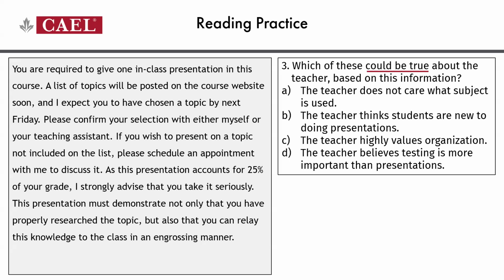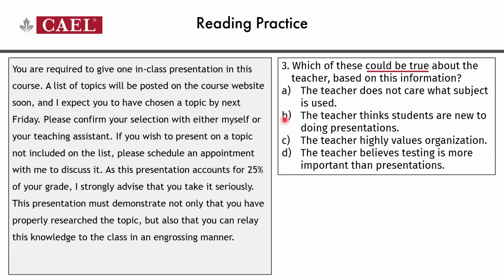Let's just walk through the choices one by one here. Choice A says the teacher does not care what subject is used, and that doesn't make any sense at all. She says a list of topics will be posted on the course website, and then she wants the students to let her know which topic they're doing. So it can't be choice A. She certainly cares a great deal about the subject the students will present on.